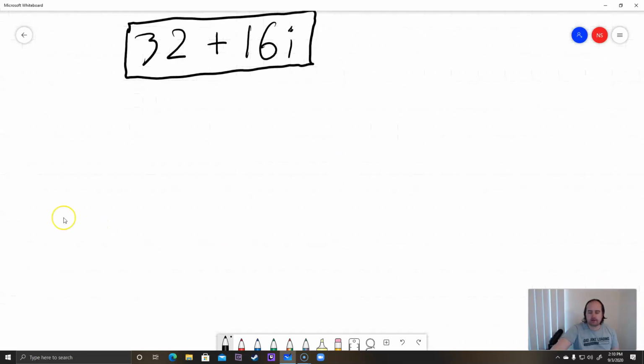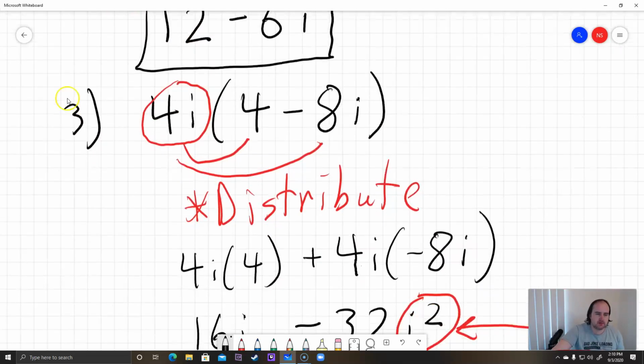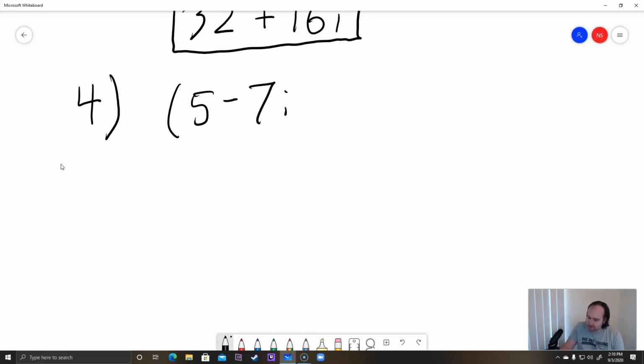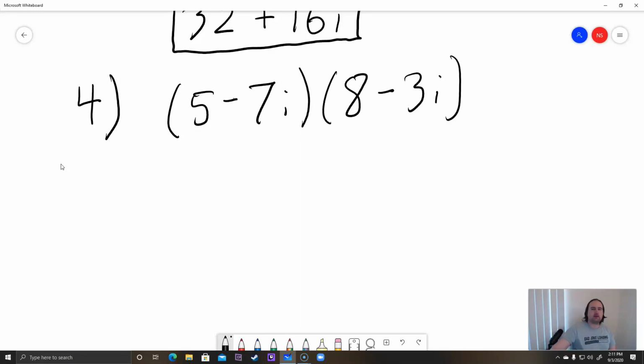And now I wanted to do another example. I guess we're up to example number 4 now. For example number 4, instead of distributing, we're actually going to be using FOIL. Okay, so we're going to be doing the quantity 5 minus 7i times the quantity 8 minus 3i. Okay, the quantity 5 minus 7i times the quantity 8 minus 3i.